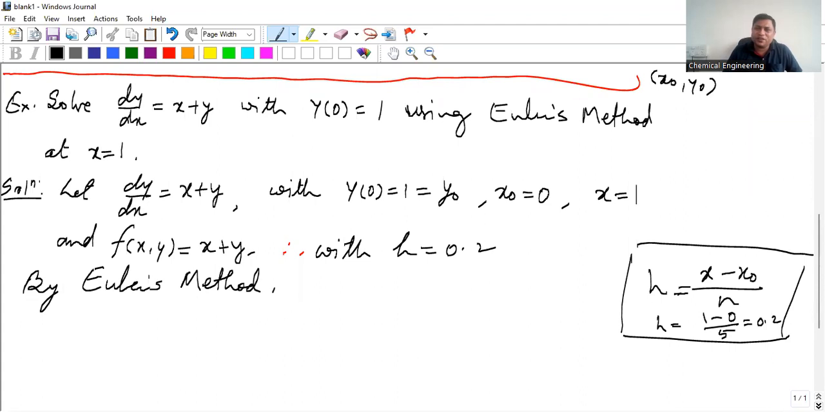For Euler method, we go with the 5 steps. Again, we'll see as the methods come. I'll tell you for each method how we are going to have the number of steps. Okay, so here, what is the Euler method?